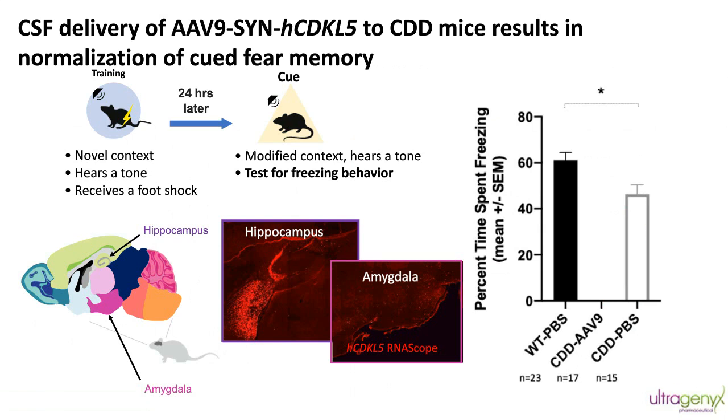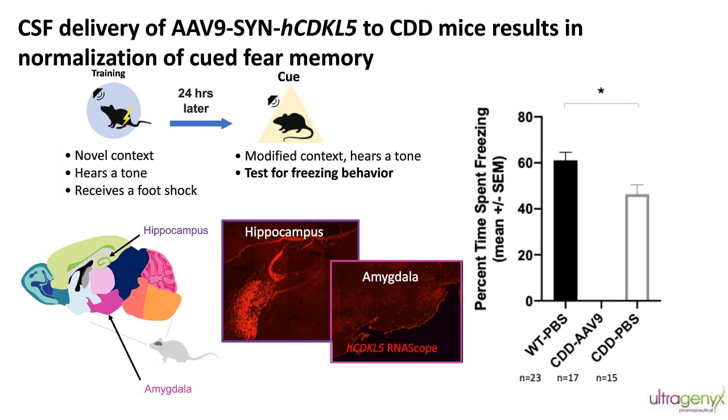So another assay that we looked at was the cued fear memory assay. And what happens in this particular test is that mice are put into a training environment where they learn to associate a tone with a foot shock. And then 24 hours later, they're put into a different environment, but given the same tone. And what this test does is it assays the ability of these mice to remember and recall that that tone is associated with a foot shock.